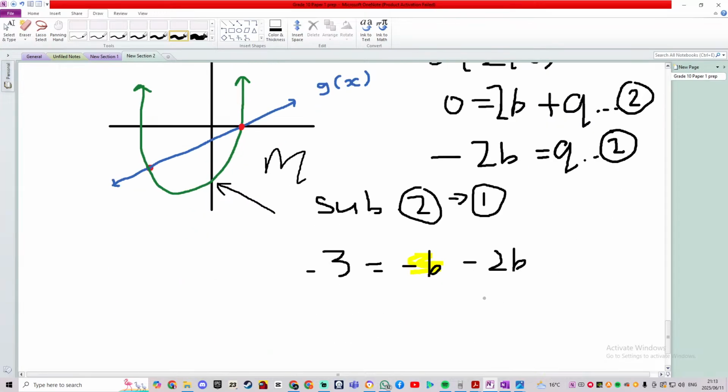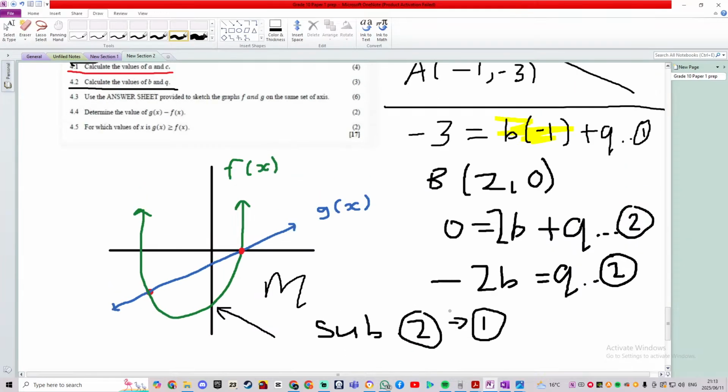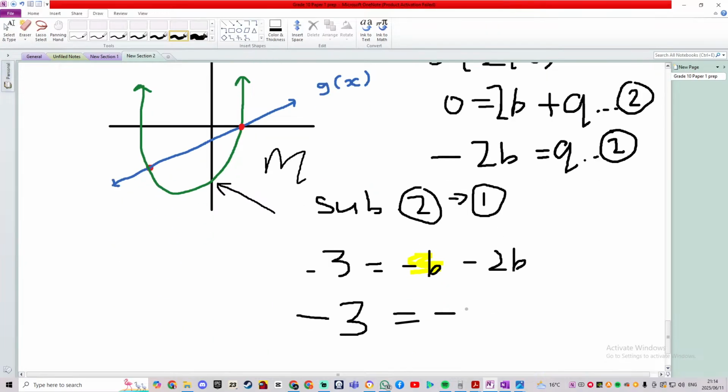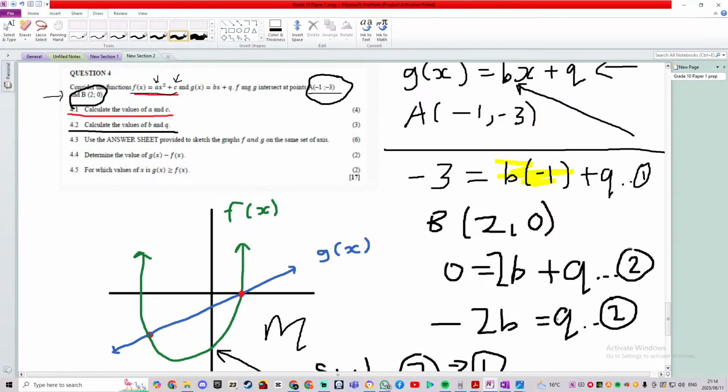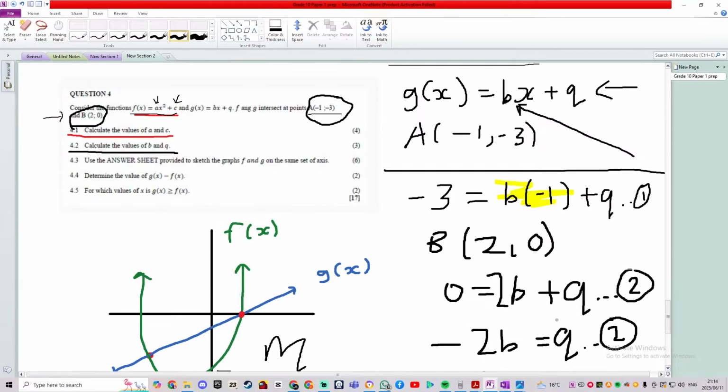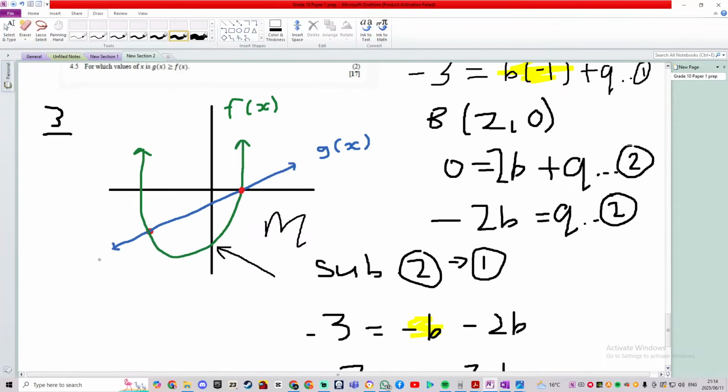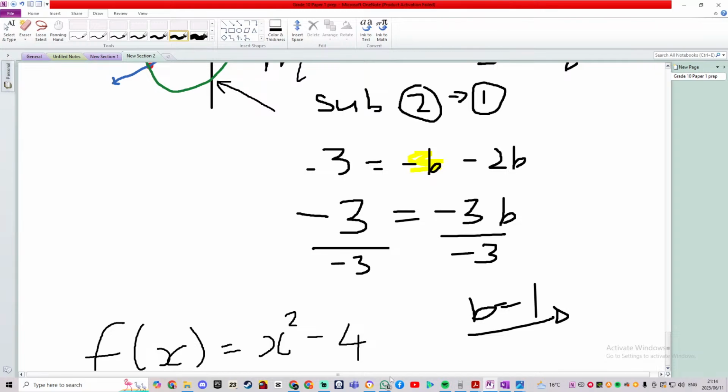Okay. Then I have minus 3 is equal to minus 3b. Okay. Then I divide by minus 3 on both sides. B is equal to 1. What? I think I did the gradient wrong. The gradient is also 1. Come, I do the gradient again.